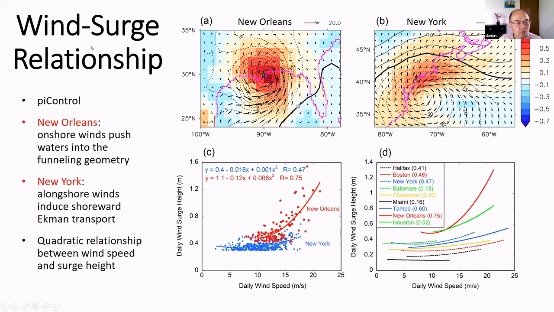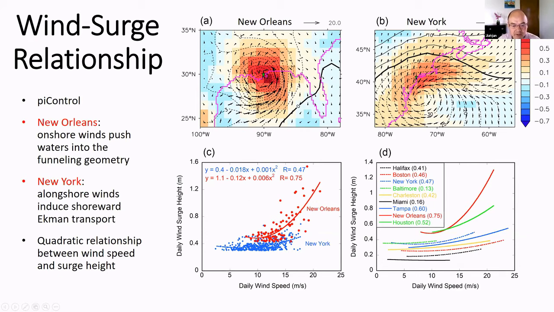So now let's look at the wind surge relationship at New Orleans. Based on the regression, this is a typical wind pattern for the large surge event at New Orleans in the CM4 control simulation. You see when the TC or hurricane approaches the coastline, the onshore wind can push water into the funnel-like geometry east of New Orleans. Therefore, it's highly efficient at raising the water level in this region.